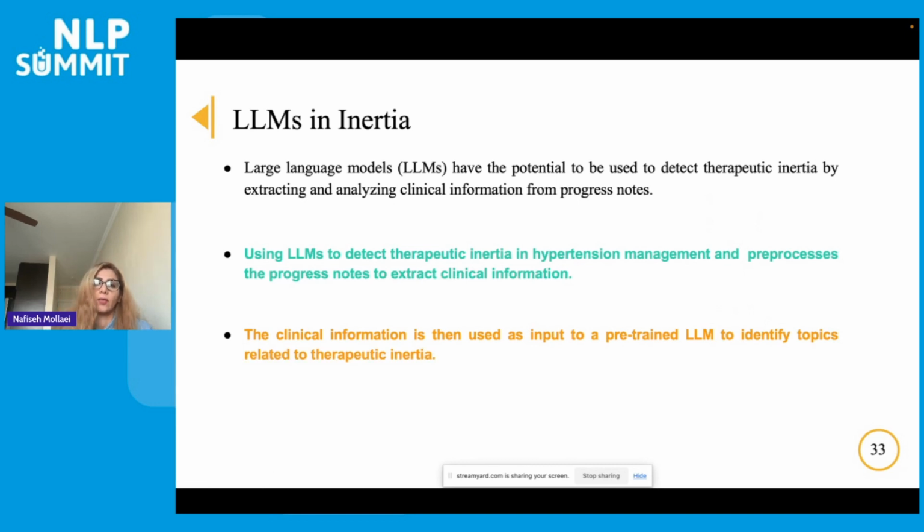And now I would like to talk about how we can use large language models in inertia. Basically, large language models are potentially useful algorithms for therapeutic inertia by extracting clinical information from progress notes. Using these large language models can be useful to detect inertia in hypertension management, and we can pre-process these notes to extract clinical information, and this clinical information can be input to pre-trained large language models to identify topics related to therapeutic inertia.